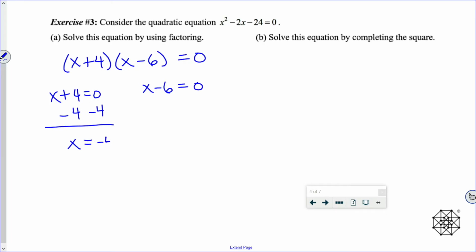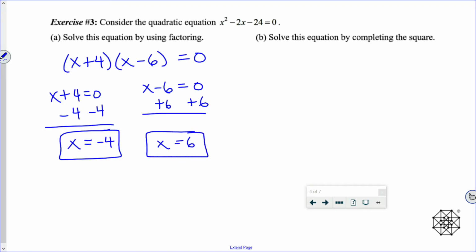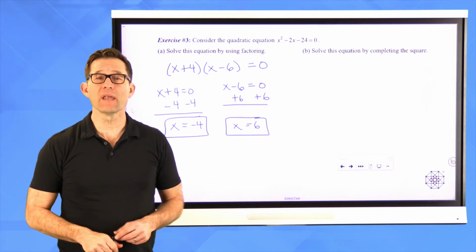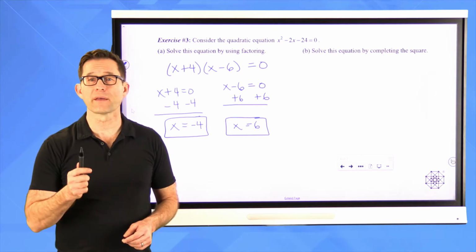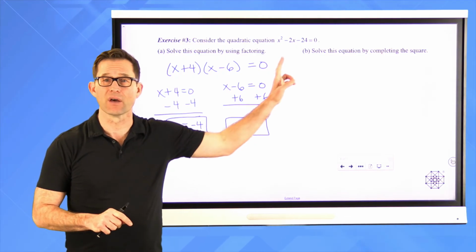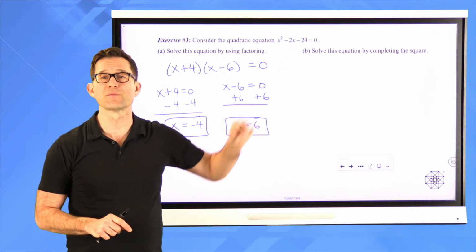And I get x is equal to negative 4, and x is equal to positive 6. Pretty quick, pretty easy, right? So let's now review how to solve it by completing the square. See if you can remember how to do that. It was only a few lessons ago. Go ahead and see if you can solve this by completing the square.